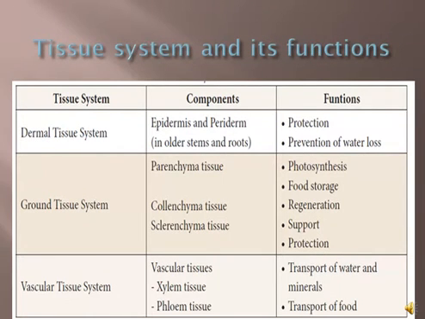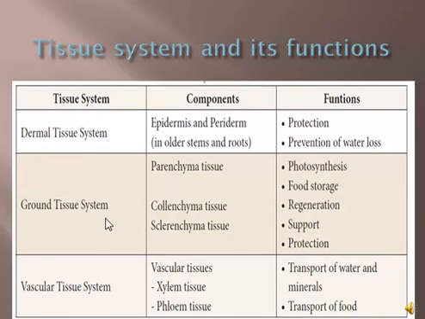We have learned the components and functions of three tissue systems. Now let us have a quick review. Dermal tissue system is made up of epidermis or periderm. In young stem and roots, epidermis is the outermost covering. In older stems, epidermis is replaced by periderm. Periderm is the outermost covering of older stem and roots. Epidermis is the outermost covering of young stem and roots. The epidermis protects internal parts and prevents water loss.